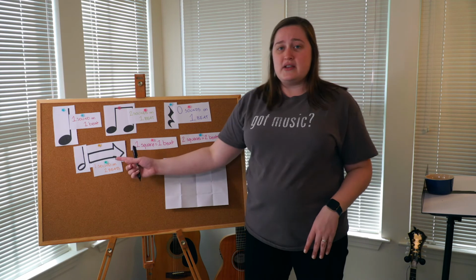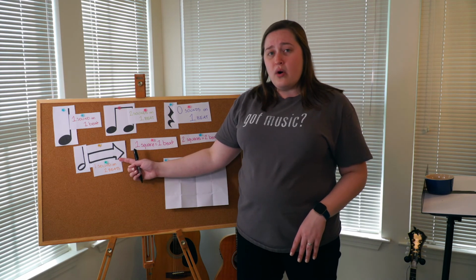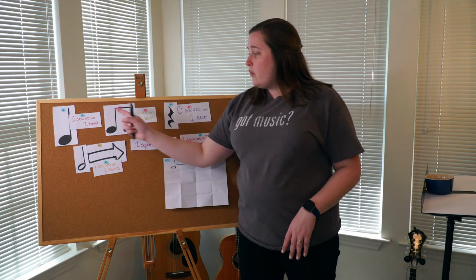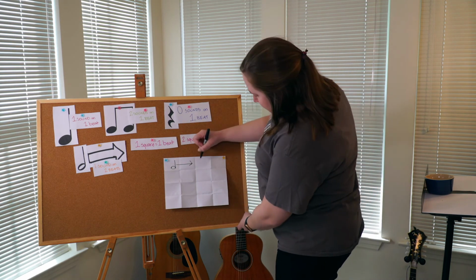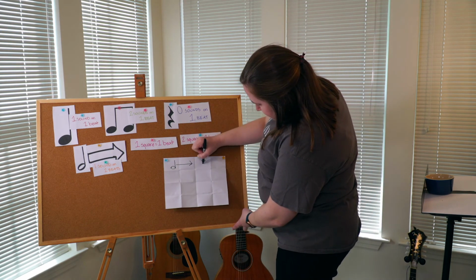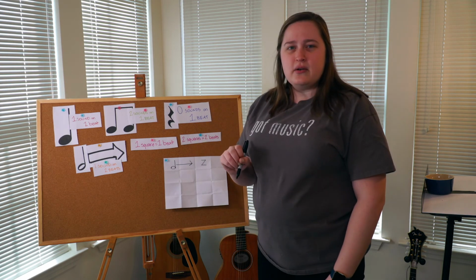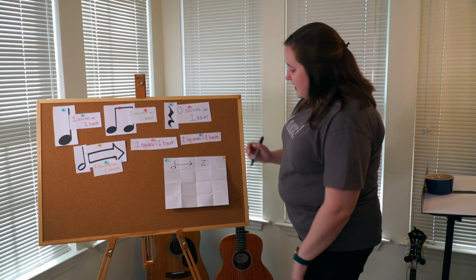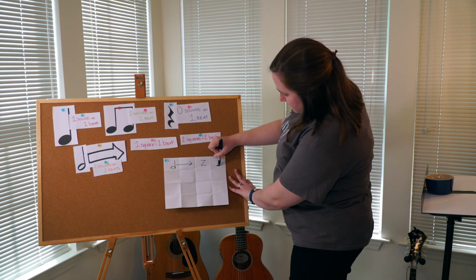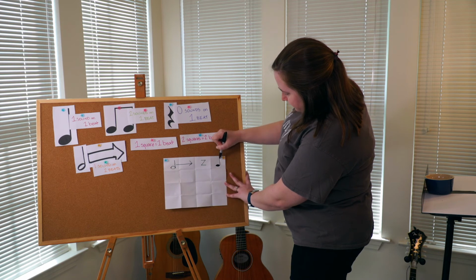I could use another half note, or I could take 2 of these things on the top. And that's what I think I'm going to do. I am going to use a quarter rest. And if you can't write a quarter rest, that's okay. Just use the letter Z. Then I think I'm going to use a quarter note as my last beat.